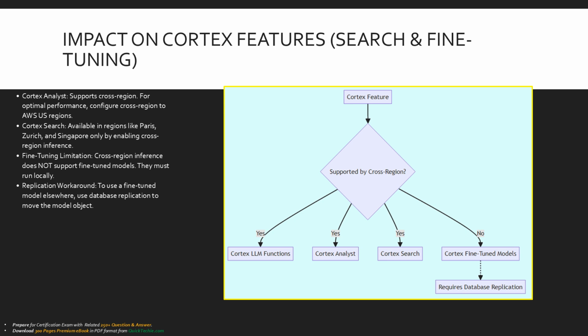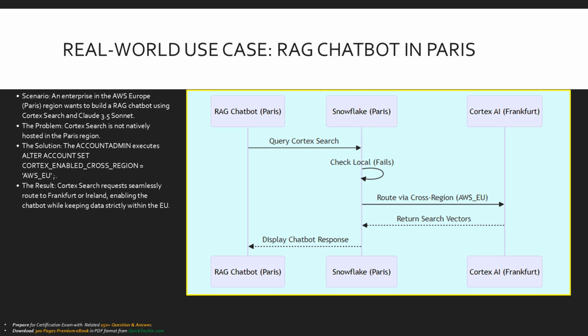This hub-and-spoke diagram clarifies feature compatibility. As you evaluate a Cortex feature against cross-region support, you'll find that standard Cortex LLM functions, Cortex Analyst, and Cortex Search all follow the yes path. However, Cortex fine-tuned models follow the no path. As indicated by the dotted line, solving this limitation requires utilizing Snowflake's robust database replication to move the weights closer to the compute. Let's solidify this with a highly practical real-world use case.